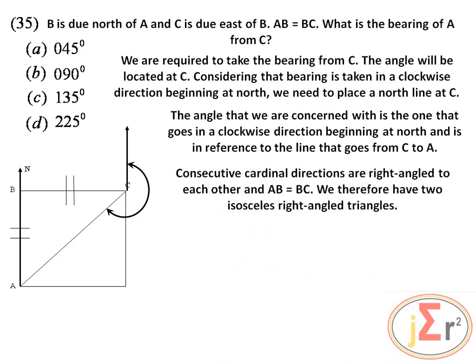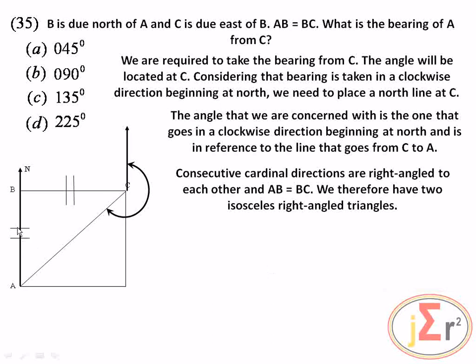Consecutive cardinal directions are right angled to each other, and AB is equal to BC. We therefore have two isosceles right-angled triangles. Now what do we mean when we say consecutive cardinal directions? We mean that since we say north, east, south, and west, north and east are right-angled to each other, east and south are right-angled to each other, south and west are right angles to each other. So that is what we mean.